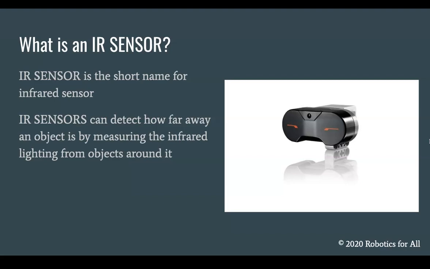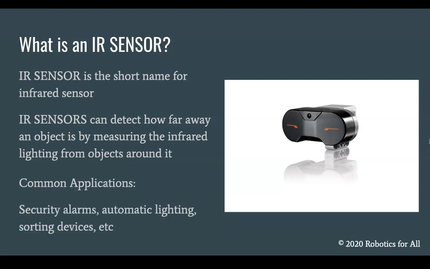Pause the video again and think about what other common applications an IR sensor can have. Some common applications an IR sensor can have are security alarms, automatic lighting, automatic doors, and soaring devices.